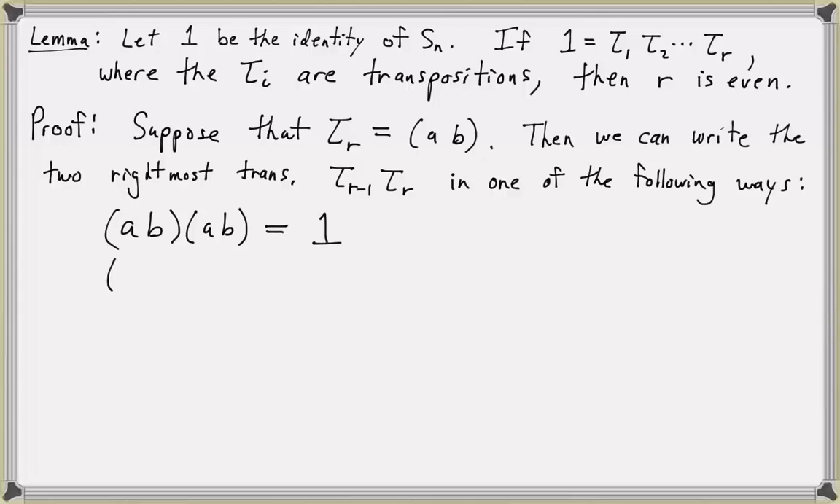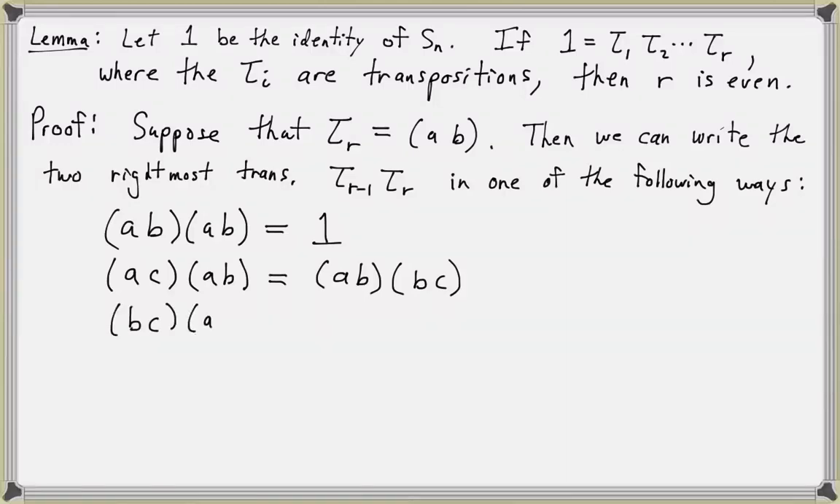Now, if tau sub r minus 1 has A in the first position like this, AC, and then tau r is AB, then this is equivalent to AB times BC. So these two products are the same. But look now at the product on the right, where A has been moved to the left transposition. If the last two transpositions equal BC, AB, then I can replace this with the product AC, CB.